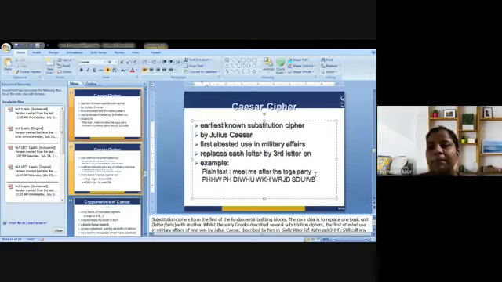Next is party. P will be represented by S, A by D, R by U, T by W, and Y by B. So party will be replaced by SDUWB. This will be my ciphertext deduced from the plain text by using three letters ahead in the alphabet. M is represented by P, E by H, and in the same manner all the characters are replaced accordingly. This is the basic function of the Caesar cipher.